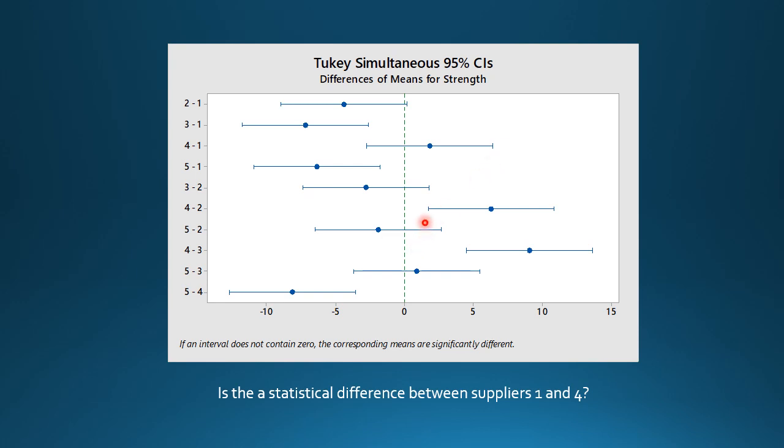Supplier 1 and 4 have the stronger mean measurement than the other suppliers, but can we differentiate between them to find the absolute strongest? Return to the Tukey test results that compare suppliers 1 and 4. Can we find any statistical differences between the two? So here's the result. The results show that the means for supplier 1 and 4 are not significantly different from one another.